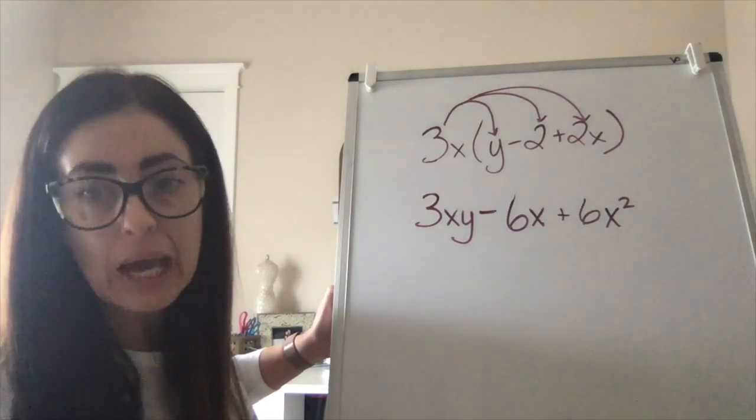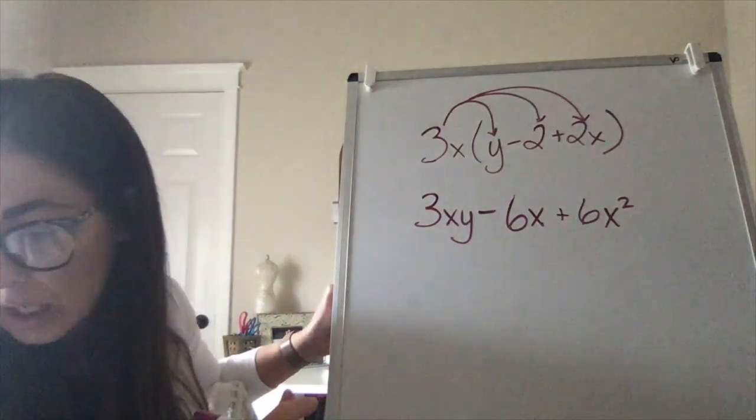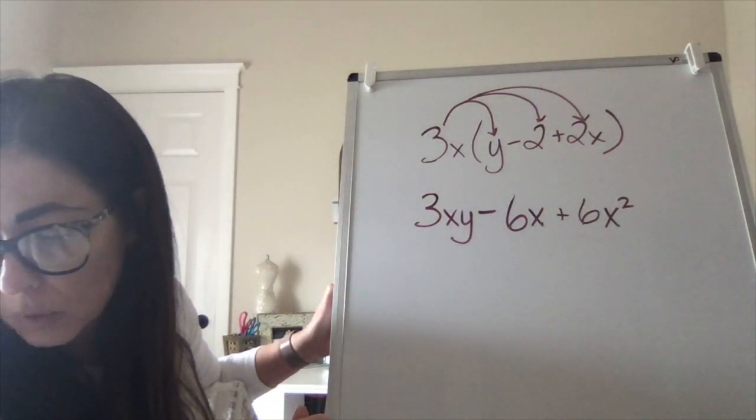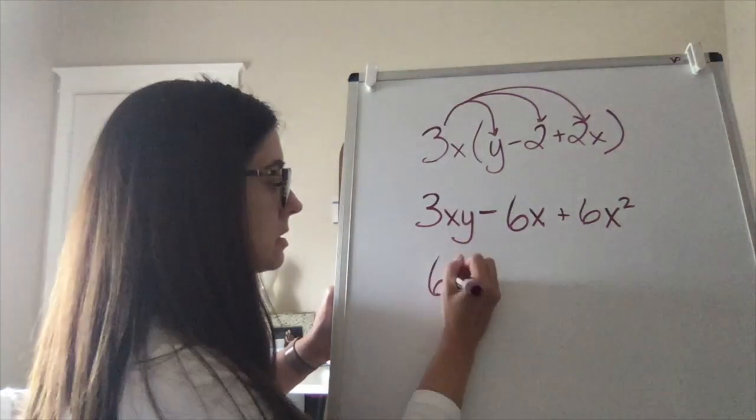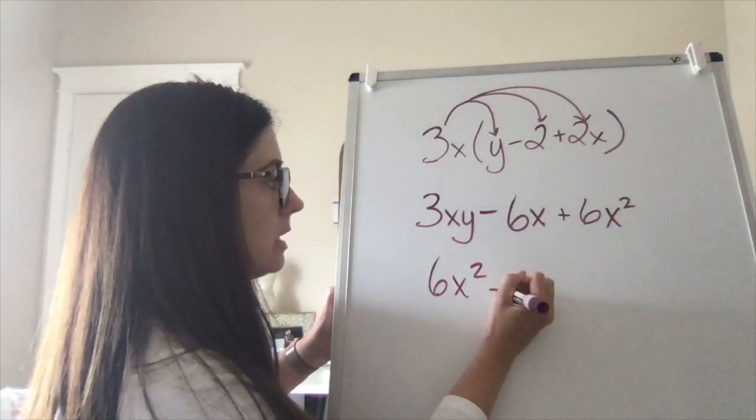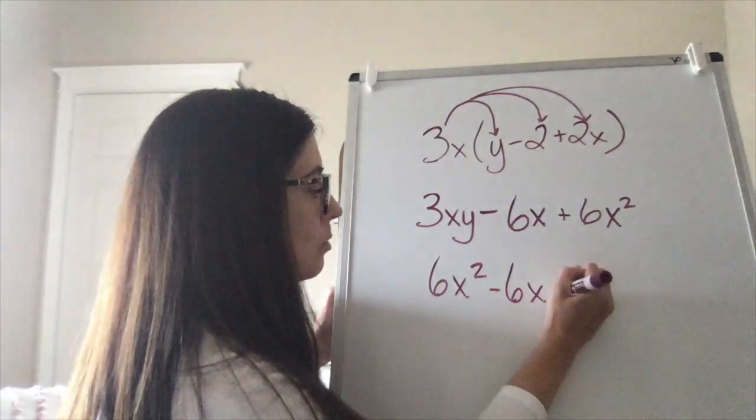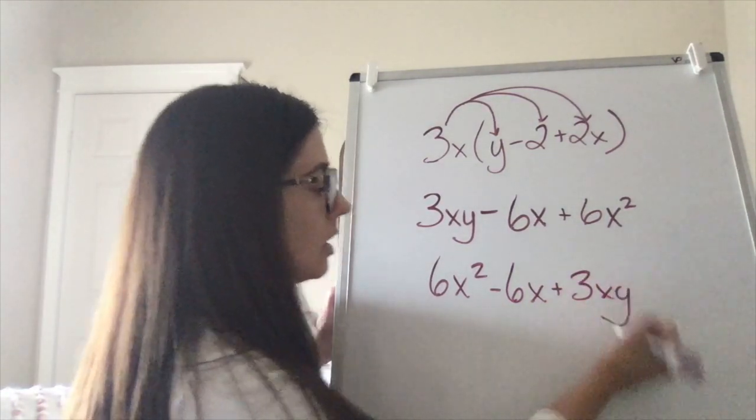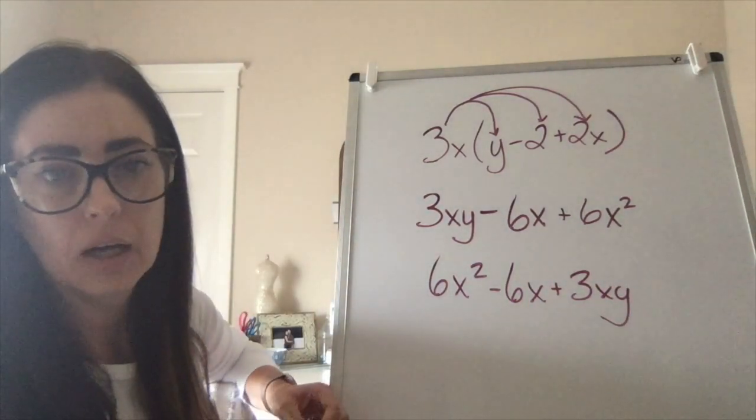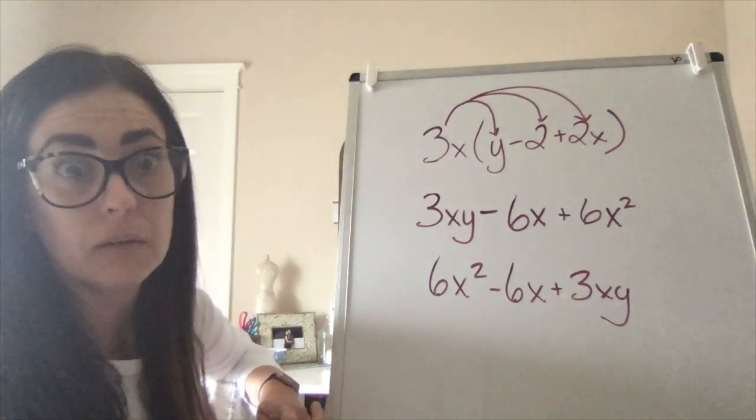Now again, if you want to write it in descending order, the way that we would write this one is 6x squared minus 6x plus 3xy. You are not responsible for that yet, okay? But that's how we would write it.